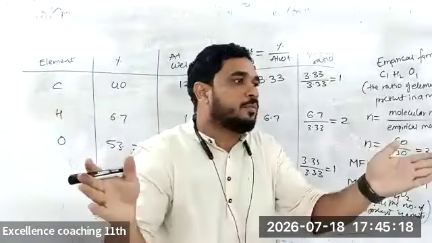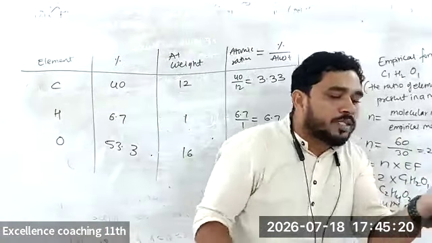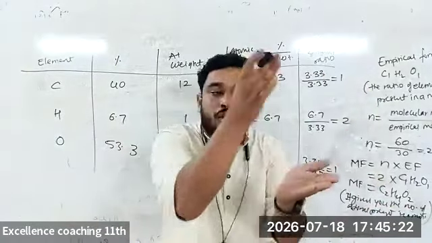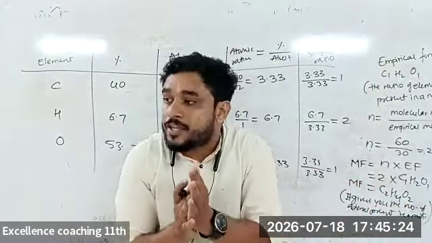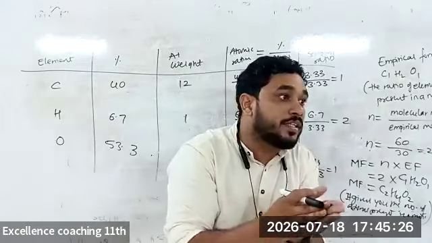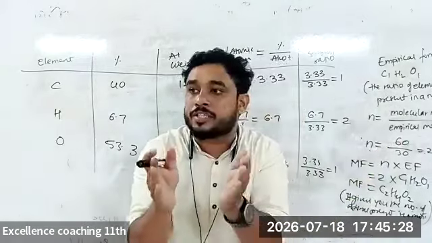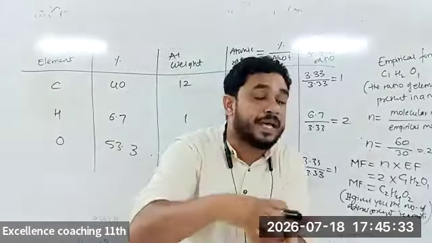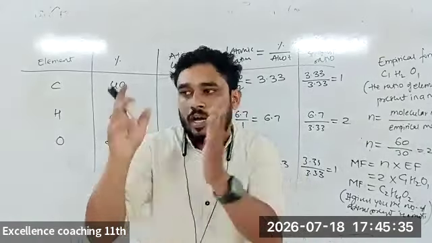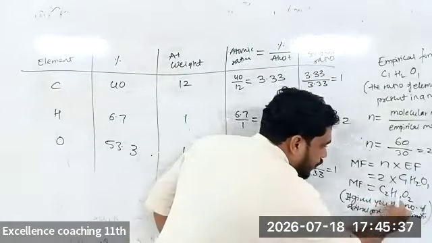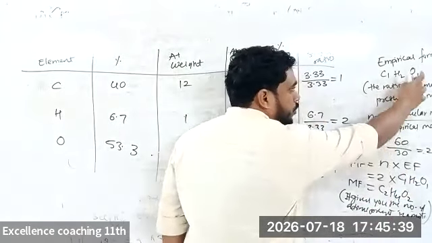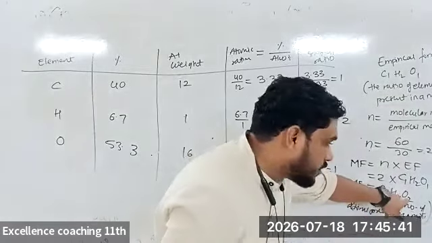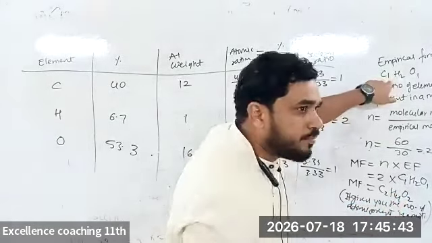The difference between the empirical and molecular formula: the empirical formula gives the ratio of every atom, and the molecular formula gives the number of atoms present in a molecule. Now 2:4:2, the ratio is the same as 1:2:1.